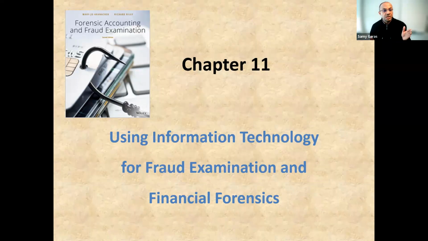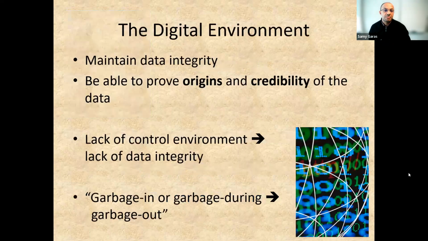Because remember, putting the right data in the system cannot guarantee that the output will be correct. It could be manipulation in the process that can shift the output and make it inaccurate. So with this in mind, let us first talk about the control environment. To have integrity in the data and trustworthiness that the data is correct, we need to check the origin of the data and the credibility of the data.